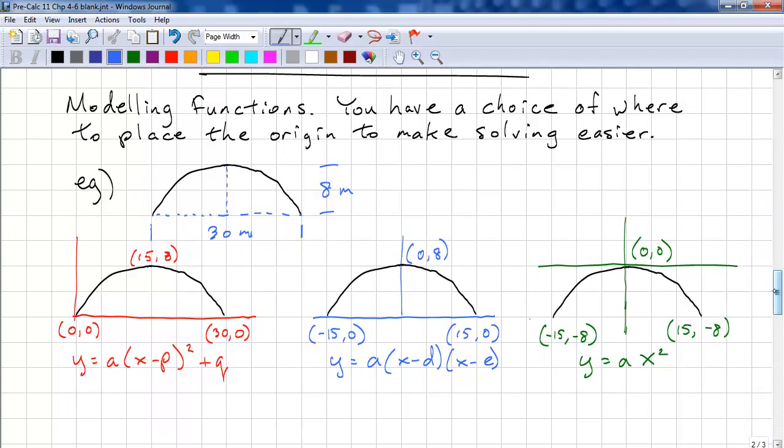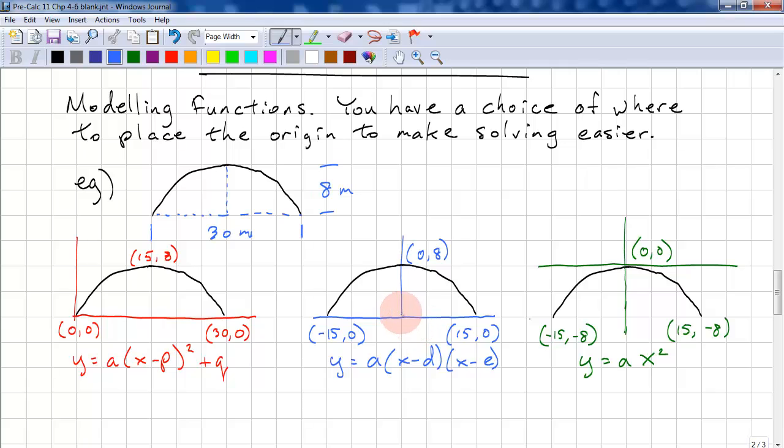So, modeling functions. We have a choice of where to place the origin, and sometimes where you place it will make it easier for solving. So our example is we have a parabola. It's 8 meters high, it's 30 meters wide. So if we put it at the origin, this point is now 15, 8. This x-intercept is 30, 0.